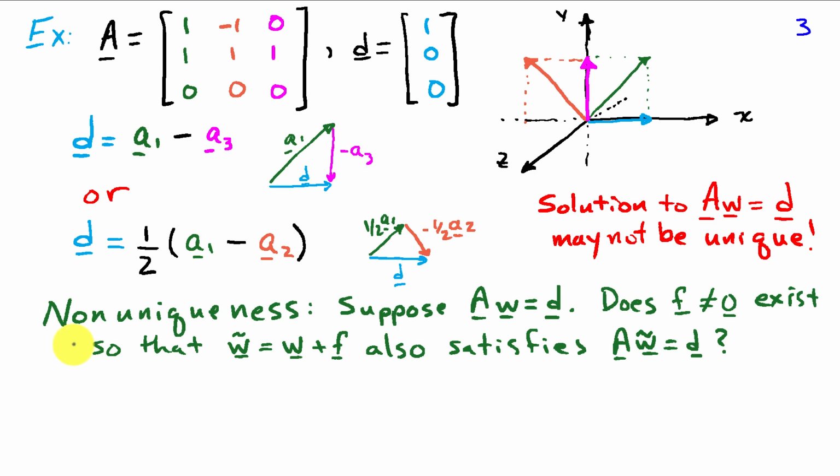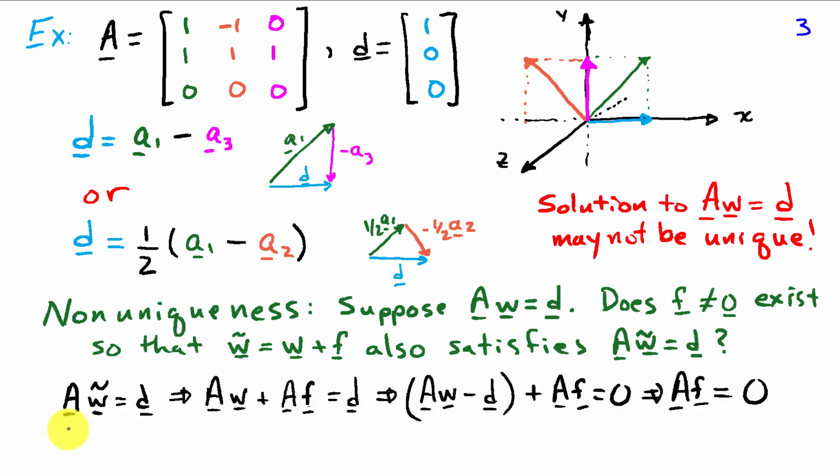The condition under which there's a unique or a non-unique solution can be addressed as follows. Let's start by assuming there is a solution, Aw equals d. Whether this solution is unique or not can be addressed by asking whether there is a non-zero vector f, so that a new vector w tilde, which is my solution plus f, also satisfies the system of equations, A w tilde equals d. Then I have two different solutions. Clearly w tilde and w are different if f is non-zero, and they both satisfy the same system. So if such a nonzero f exists, I have a non-unique solution.